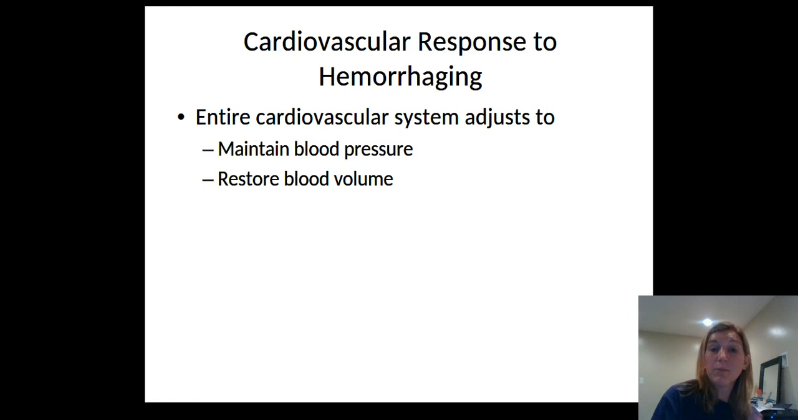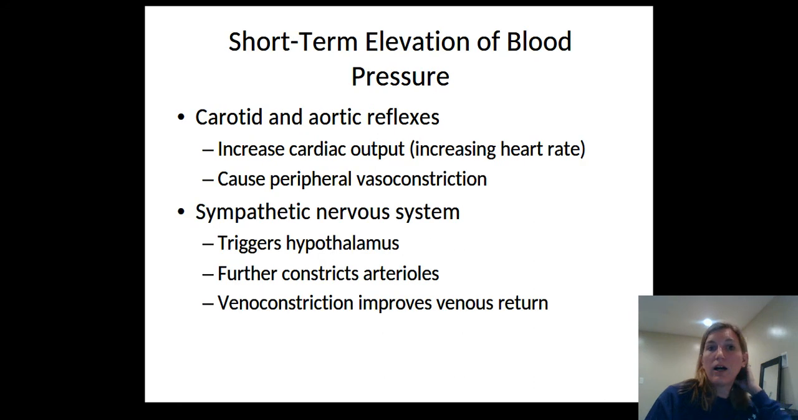Hemorrhaging or severe blood loss is going to have an effect on your entire cardiovascular system. Your cardiovascular system has to maintain blood pressure and restore the blood volume. So it's going to do that by having carotid and aortic reflexes, increasing the cardiac output, increasing the heart rate to make sure that more blood's getting pumped out into those vessels and causing vasoconstriction. Sympathetic nervous system is going to further constrict those arterioles, and venous constriction occurs also.